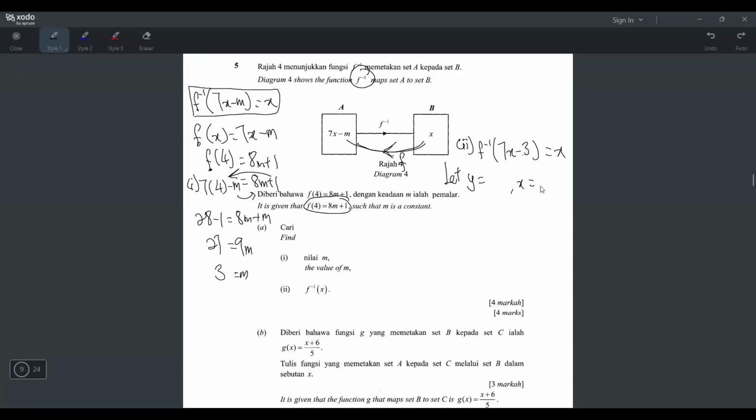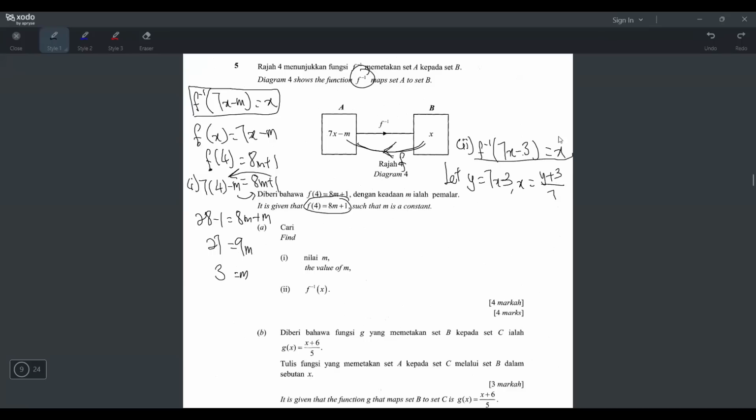That is why you can use this method. Let y equals bracket and then cari x. So the method is like this. Let y equals bracket. Bracket is 7x minus 3. And then you try to make x single. So when you jadikan x single, it becomes what? y plus 3 over 7. Because minus 3 pindah jadi plus 3, times 7 jadi over 7.